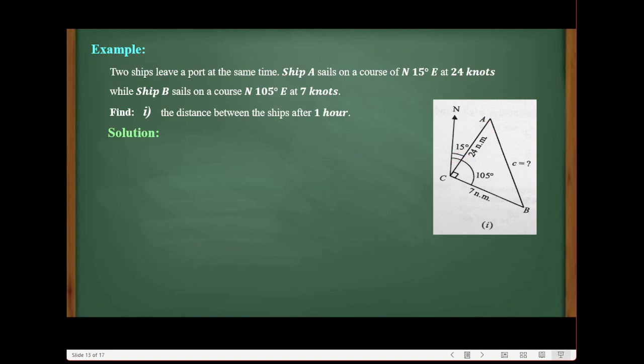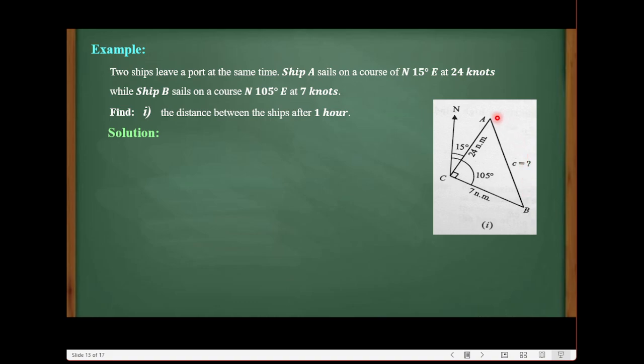Covering a distance of 24 knots, the nautical mile. Then ship B going this way, this is ship B sailing in this direction with a bearing of 105 degrees east of north, covering a distance of 7 nautical miles. So what is being asked? The distance between the two ships after an hour. So how far are those two ships from one another after covering their respective distances. So this is what we've been looking for.